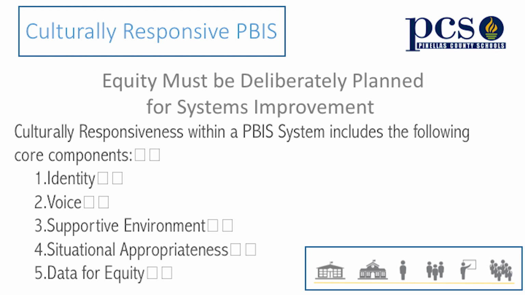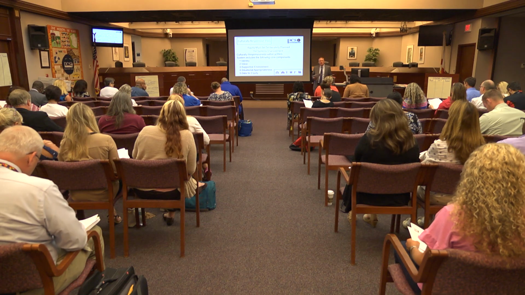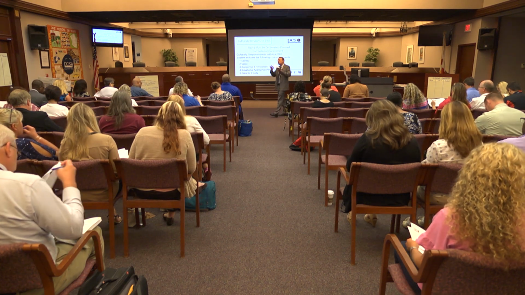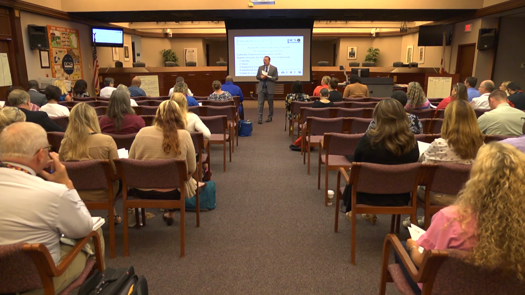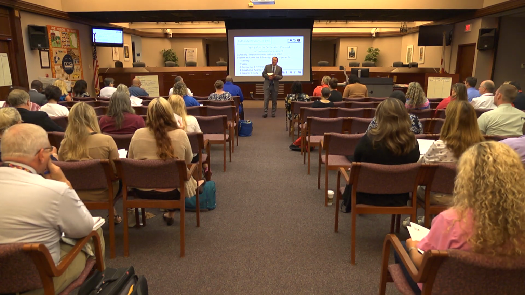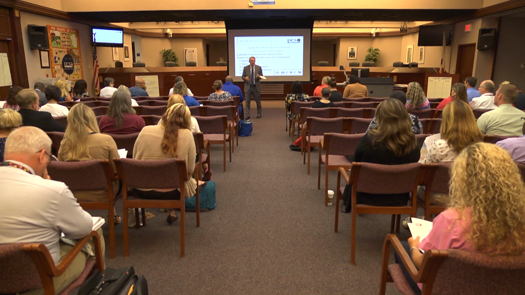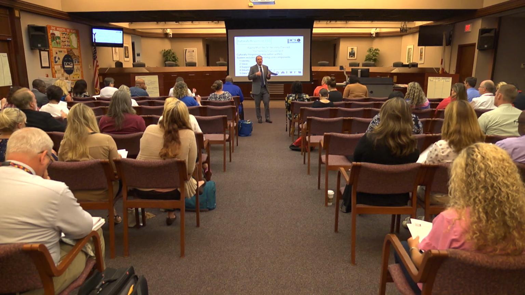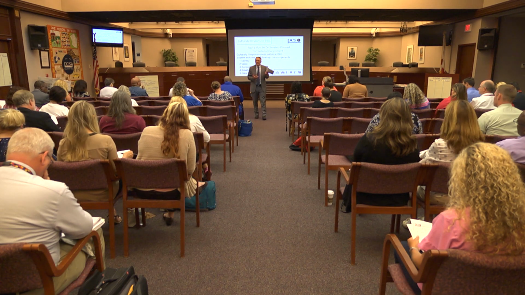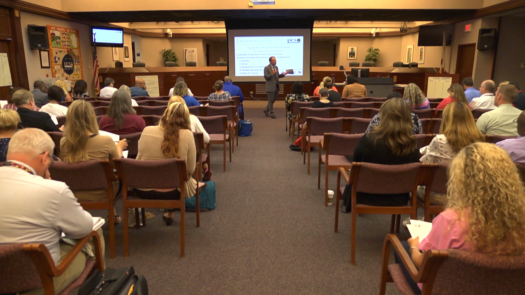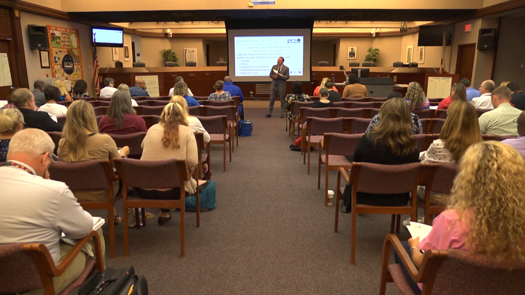All right, so those 5 core components are listed on the screen, and they are identity, voice, supportive environment, situational appropriateness, and data for equity on the next page. So you can use any just to talk to the staff, but situational appropriateness. Are there things that would be situationally appropriate in art class that would not be appropriate in reading circle time? Yes, right? Are there things that are situationally appropriate during recess that would not be appropriate when we're sitting down to eat lunch? Yes, right? So we need to kind of distinguish situational appropriateness, right? And the same goes for all 5 of these things.